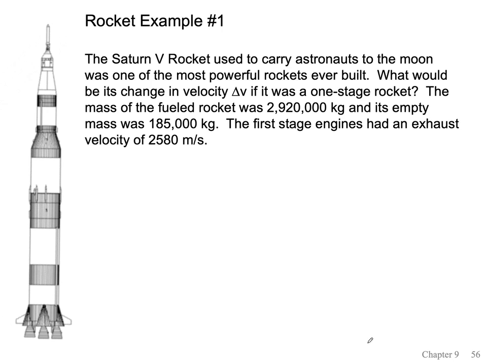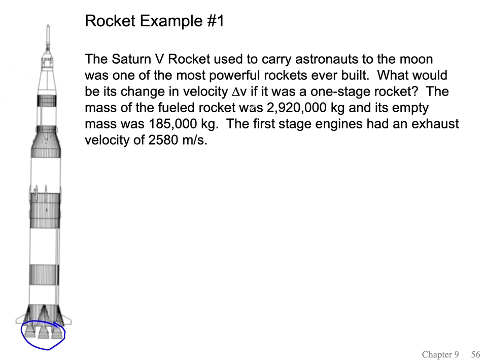So the Saturn V rocket was used to carry astronauts to the moon. It was one of the most powerful ever built. What would be its change in velocity if it was a one-stage rocket? In other words, it just used these engines to get itself into space. The fueled rocket had a mass of almost 3 million kilograms, and its empty mass was this. Notice that almost the entire thing was fuel. Yes, basically the whole thing was a big bomb.